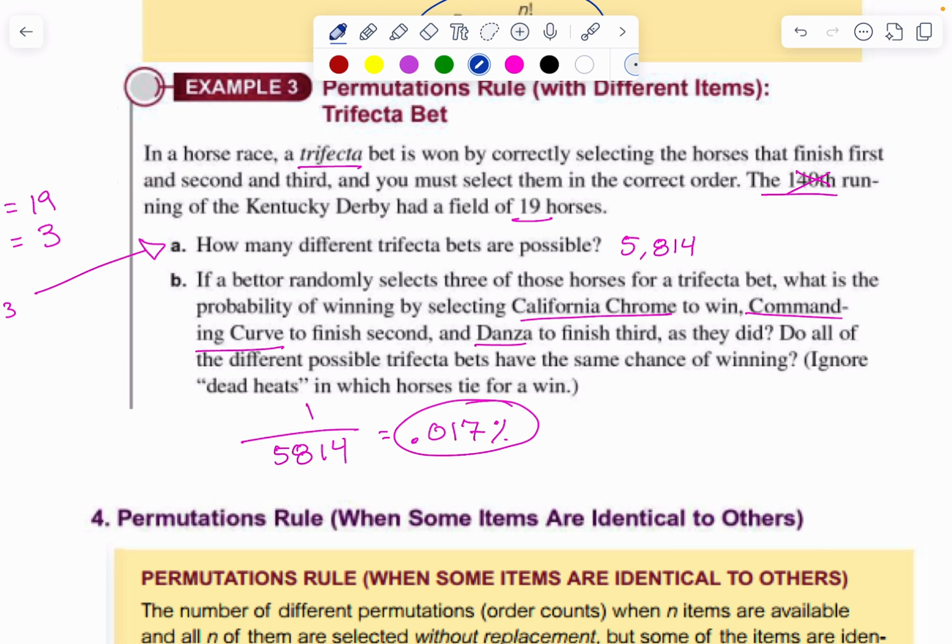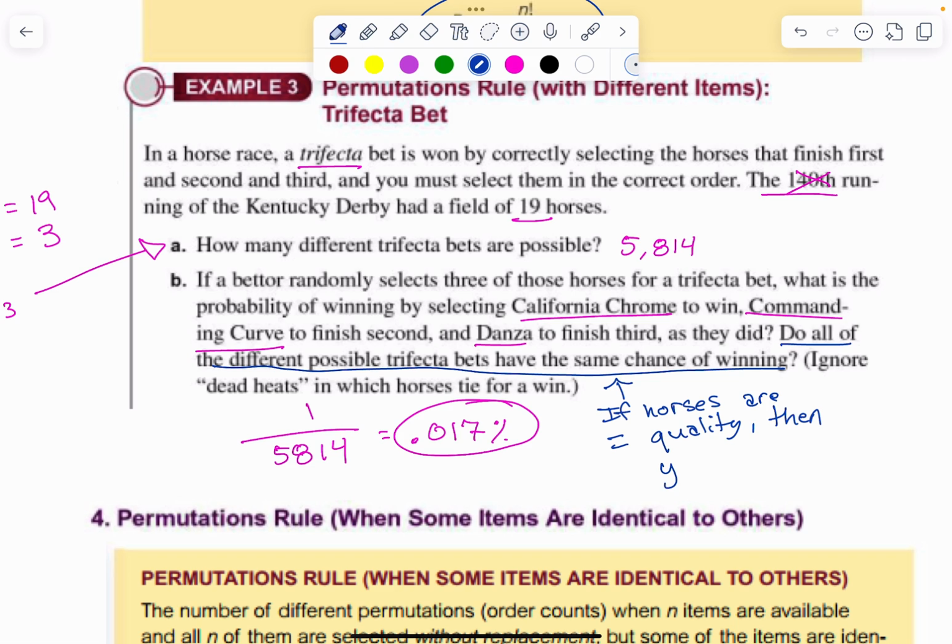Do all of the different trifecta bets have the same chance of winning? Yes, technically, if we're not looking at the quality of the horses or stats, they will all be equally likely if all other things are the same. If the horses are equal quality, then they're all equal, no matter the color.